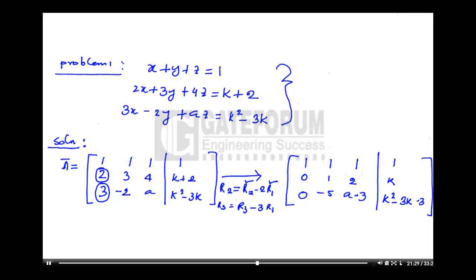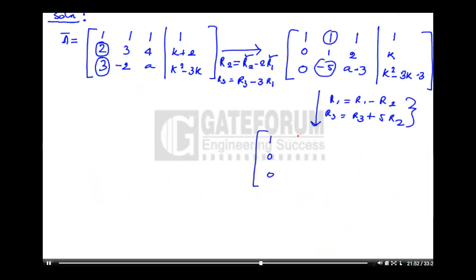Again we will make these two elements 0, so we will get the matrix in row reduced echelon form. So our operations will be R1 equal to R1 minus R2 and R3 equal to R3 plus 5R2. These meanings are as usual, and we get 1, 0, 0, 0, 1, 0, minus 1, 2, a plus 7, 1 minus k, k square plus 2k minus 3.